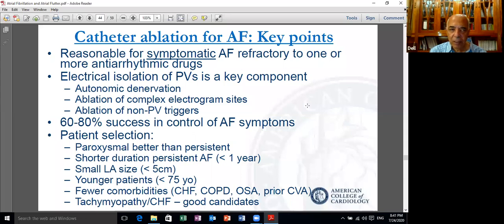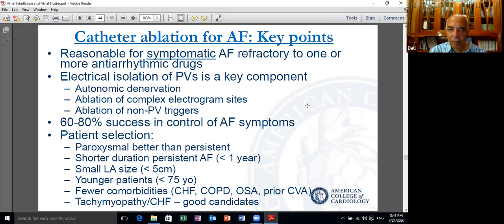These are the key points. It's reasonable for symptomatic atrial fibrillation refractory to one or more antiarrhythmic drugs. By one or more, we mean one or more of class 1 or class 3. And one, because there is an impression, right or wrong, among electrophysiologists and cardiologists alike, that if one fails, then others are going to fail.